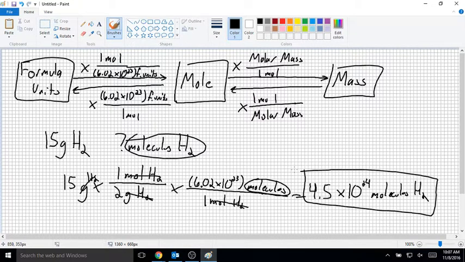All right, so now when I look at it, 4.5 times 10 to the 24th is quite a bit bigger than what 1 mole is. If I look here, I started with quite a bit more too. So that answer makes quite a bit of sense. All right, so now let's look at going the other way.